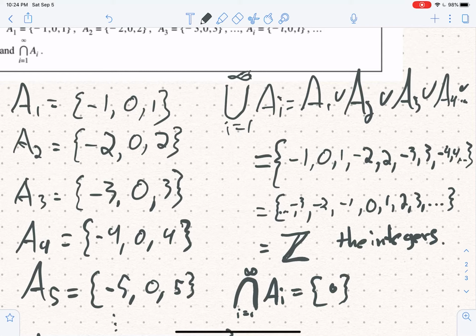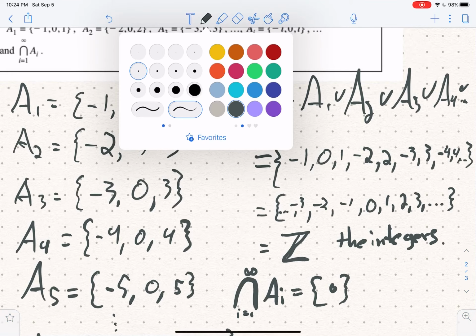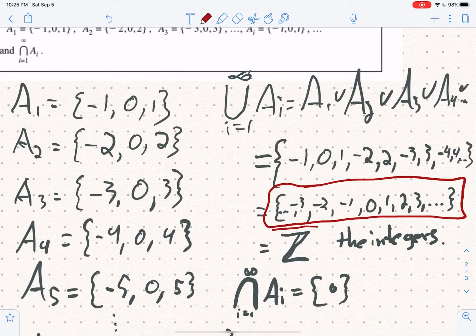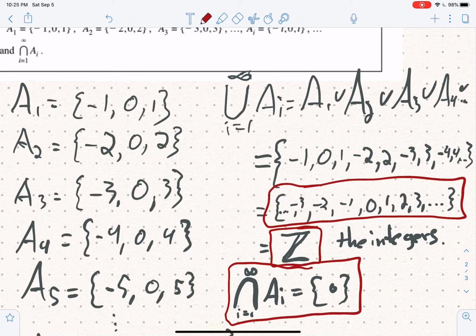Okay. So here we have, let me see, I'll just box my answers so we can see them. The union is equal to this set, or if you prefer to write it in shorthand, it's Z. And the intersection is equal to the set containing just a single element, 0. The last thing that I wanted to point out, so we're done with this problem.